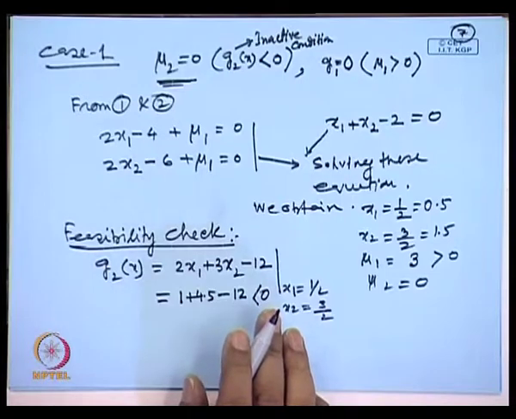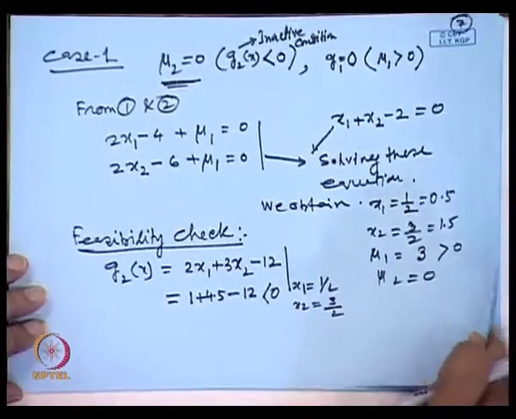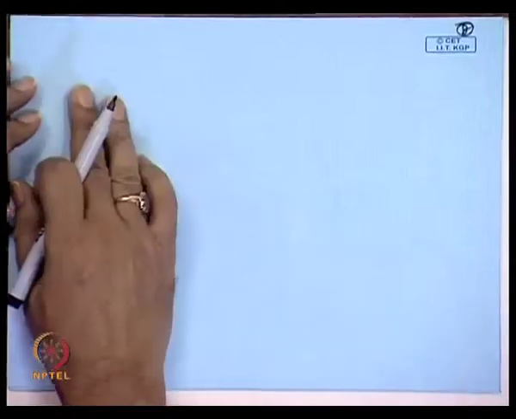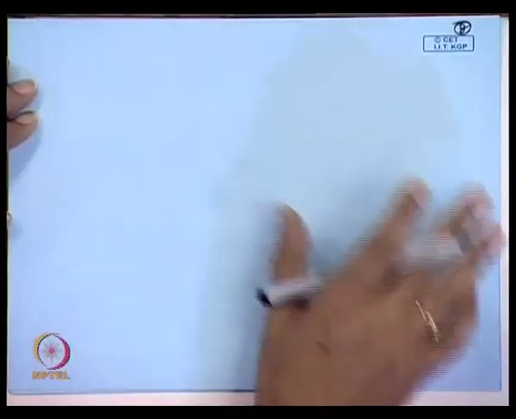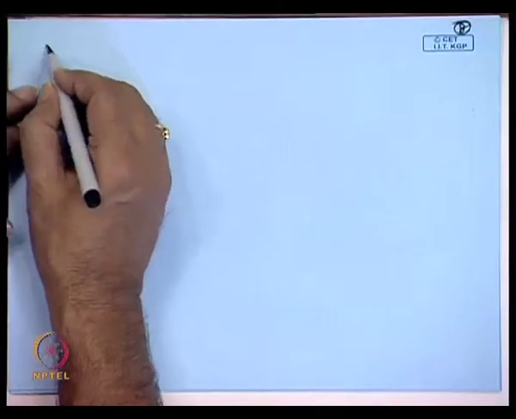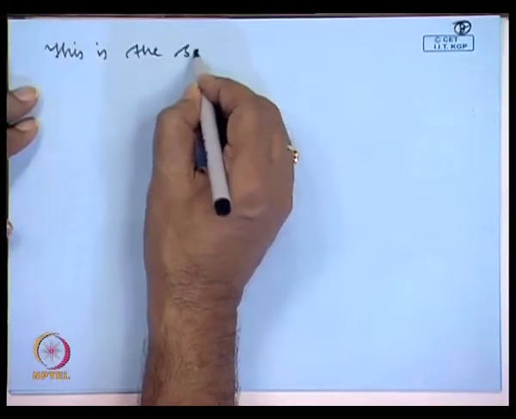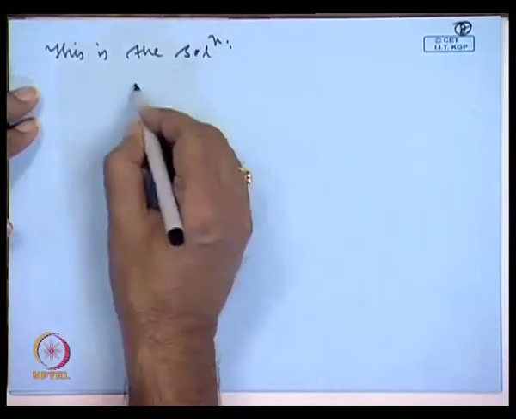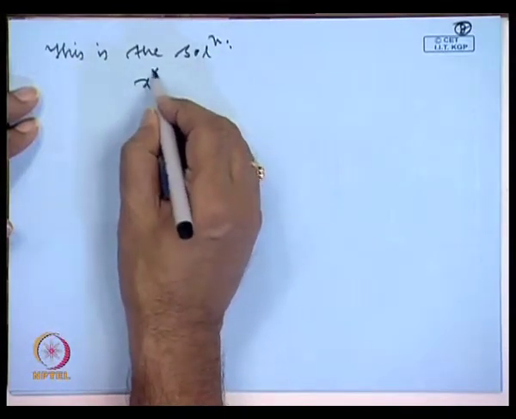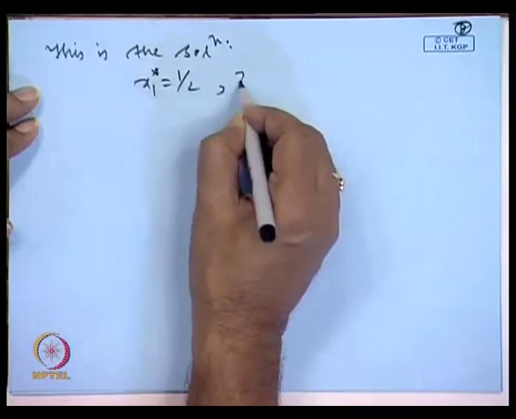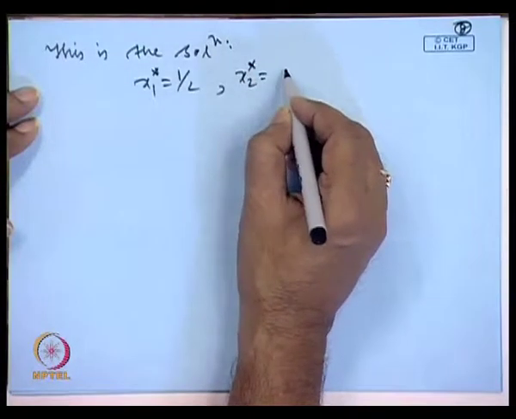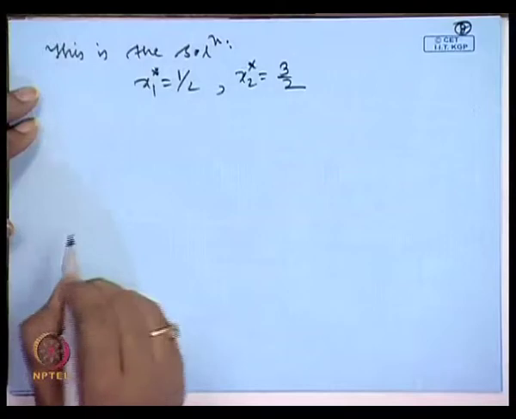So, how will you check that? This point, x 1 is half and x 2 is 3 by 2, satisfies all constraints. Agree? So, we can see this is the solution. That means x 1 star is equal to half, and x 2 star is equal to 3 by 2 is the solution.